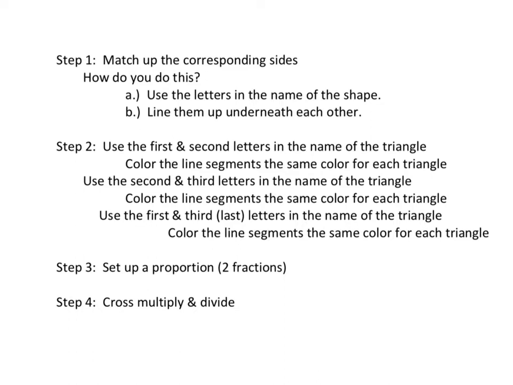other. Step 2 is we use the first and second letters in the name of the triangle. We color the line segments the same color for each triangle, use the second and third letters in the name of the triangle, color those line segments the same, and then use the first and third, or the last letter, and then color those the same. The third step, we are going to set up a proportion, which just means those two fractions that are equal to each other. And then step 4, we cross multiply and divide.